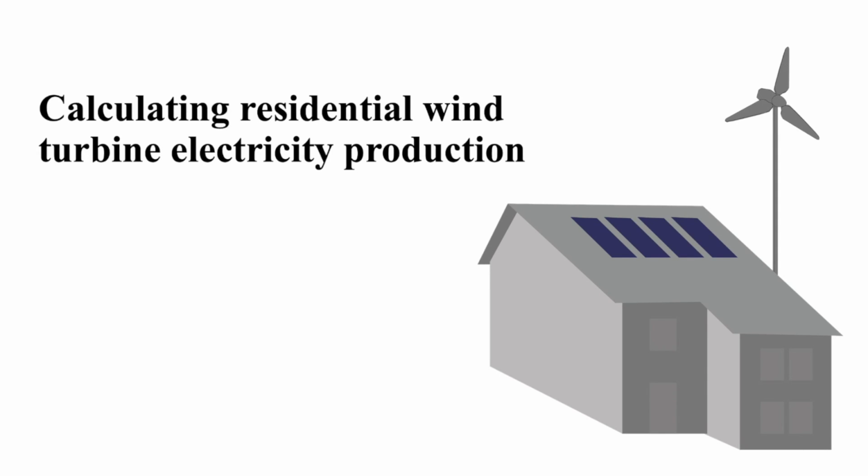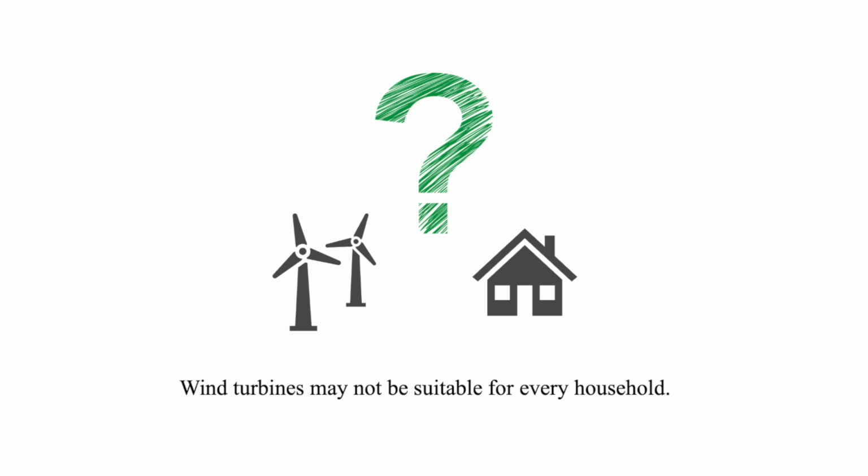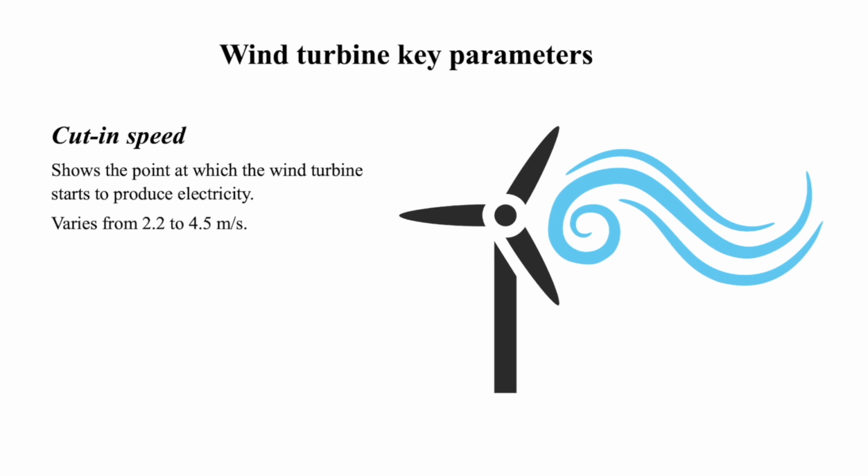Calculating wind turbine electricity production for each month of the year helps to make the right choices when it comes to investing in residential wind energy. There are several factors which a homeowner must consider when deciding whether to invest in a wind generator for their property. Cut-in speed, or starting wind speed, shows the point at which the wind turbine starts to produce electricity. If the wind speed is lower than the cut-in speed, no electricity is generated.